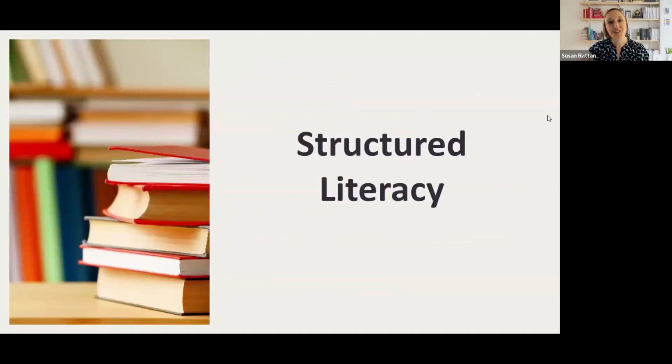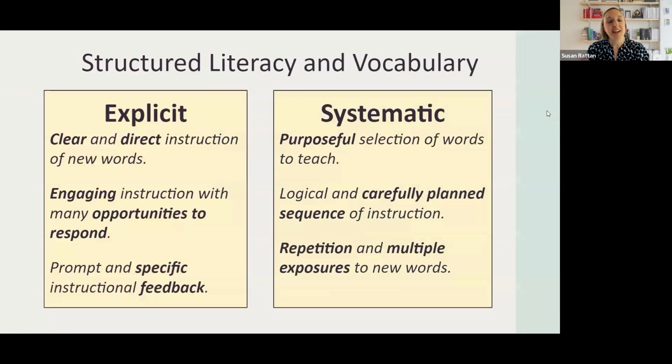Okay, so first up, structured literacy. The two main components of vocabulary instruction that are really well suited and related to structured literacy are that we want to be doing instruction that is explicit and systematic. Just like we want to be doing that type of instruction for decoding skills, it also works for vocabulary.